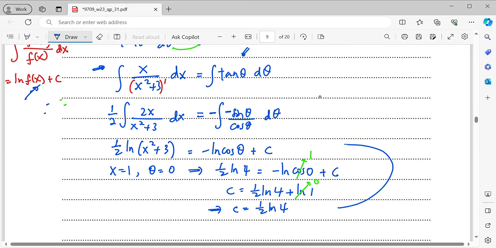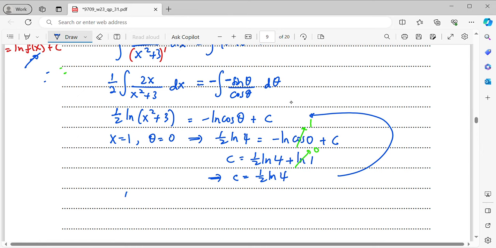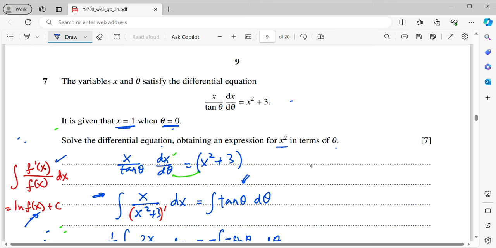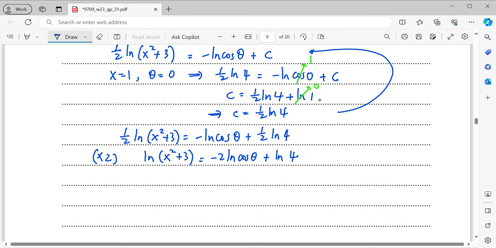So once you have found the c, substitute back into the previous step. That means I will get half ln (x squared plus 3) equals to negative ln cos theta plus half ln 4. Okay, then from here, you can just times the whole equation by 2, that it will be ln (x squared plus 3) equals to negative 2 ln cos theta plus ln 4. Okay, and now when you look at the question over here, you see here, express x squared in terms of theta. So now I have to group the right side first.